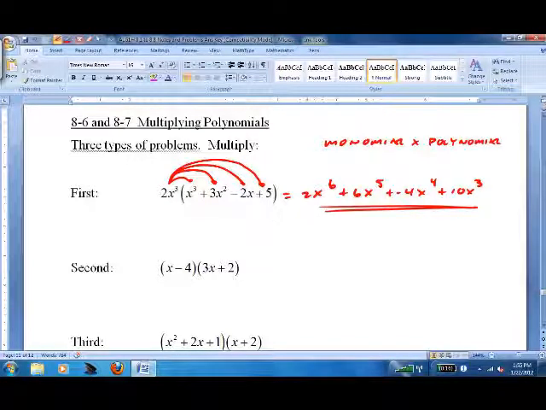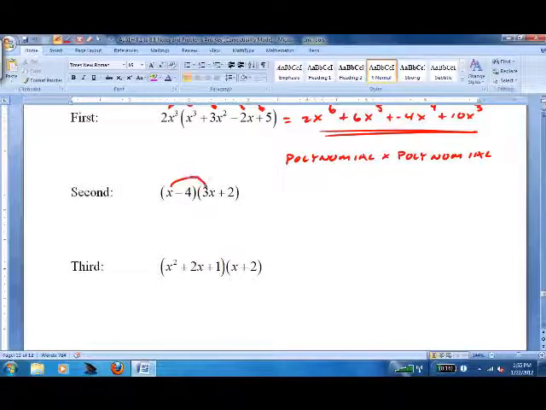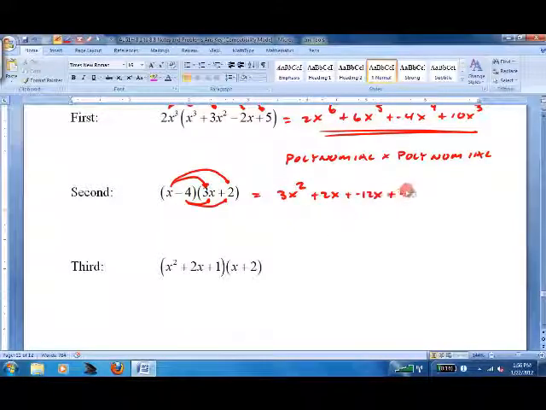These are polynomials times polynomials. So the rules are a little bit different. Many people have seen this before. Just need a little reminding. So you just want to distribute the first term and then the second term. So we get 3x squared plus 2x plus negative 12x plus negative 2.